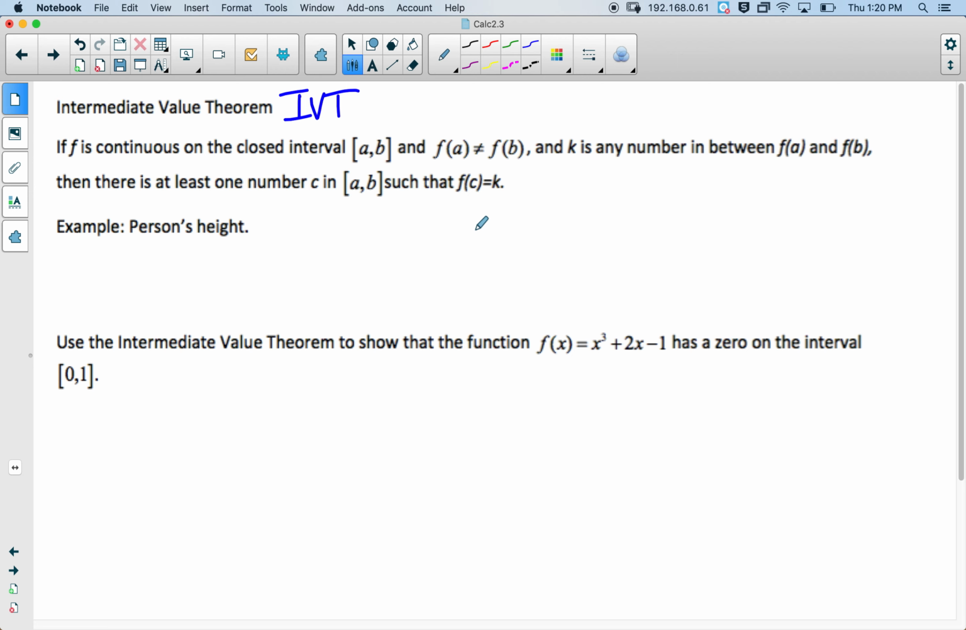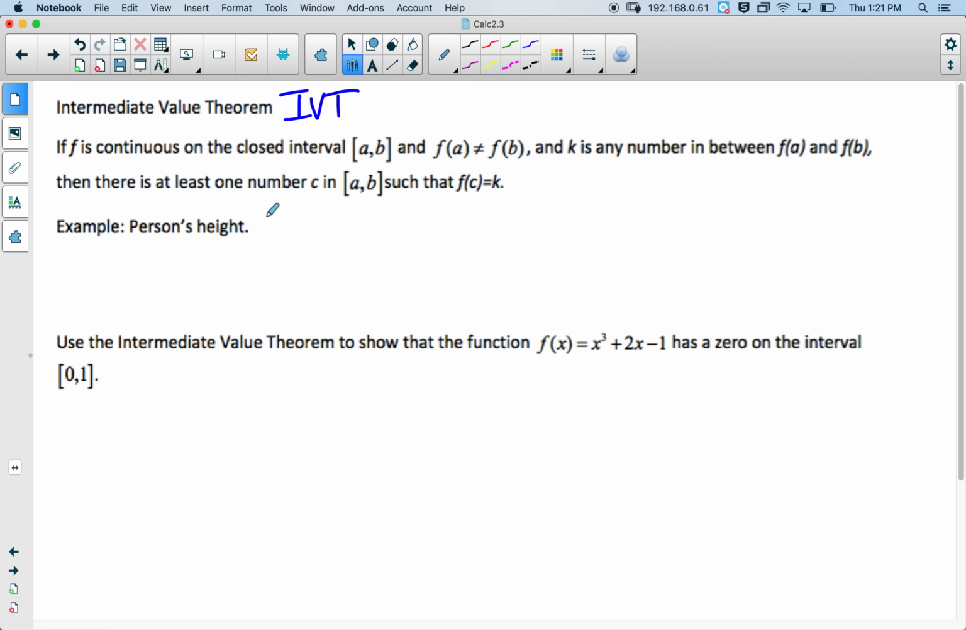And what this theorem says is that if a function is continuous on an interval, and the starting point is not the same as the ending point, and k is any number between those values, then there is at least one number in between those two values. So that's a real confusing definition. But let me explain it to you, and we've even talked about this before.